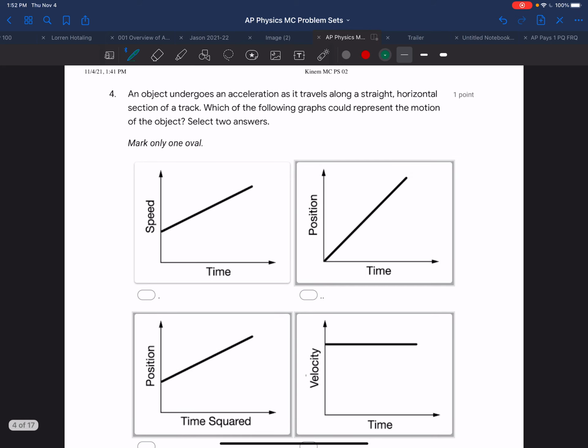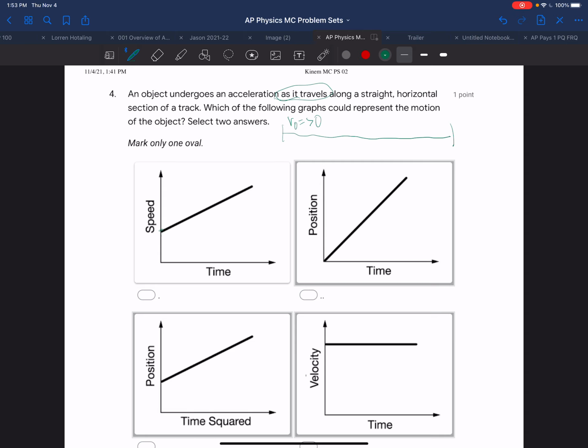An object undergoes acceleration as it travels along a straight horizontal track. As it travels, that means that the initial velocity is greater than zero, whether it's speed or velocity, it's not zero. So let's see if we can use that first fact to help ourselves. Well, this first choice says the speed at time zero is not zero.